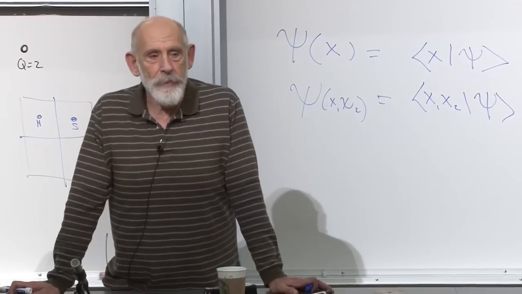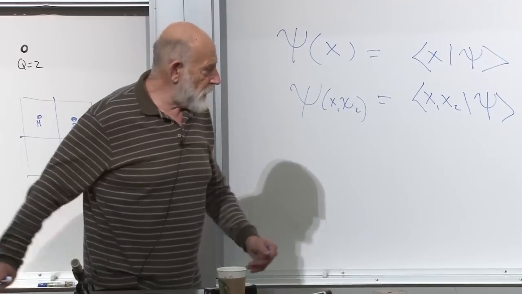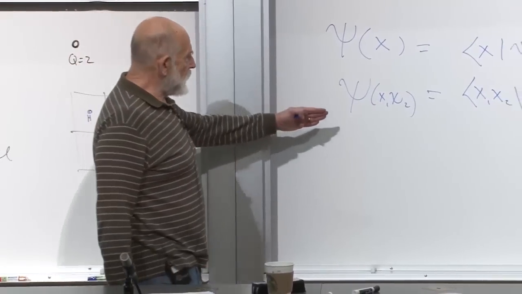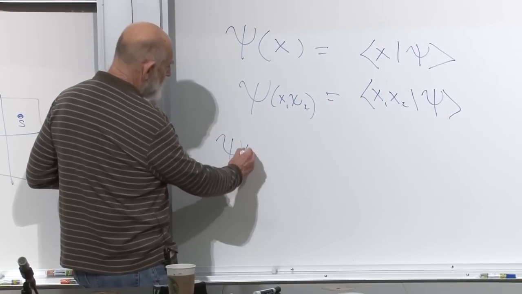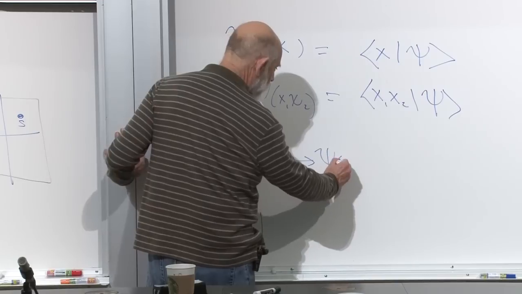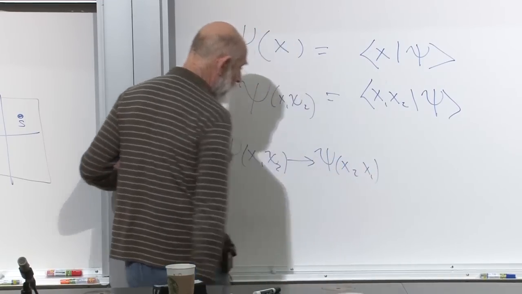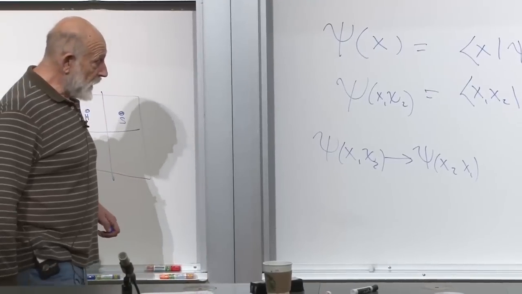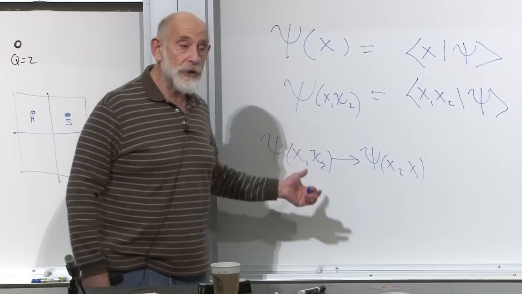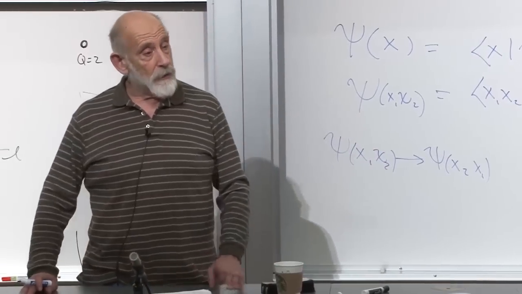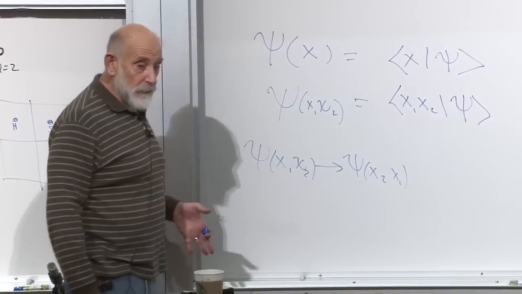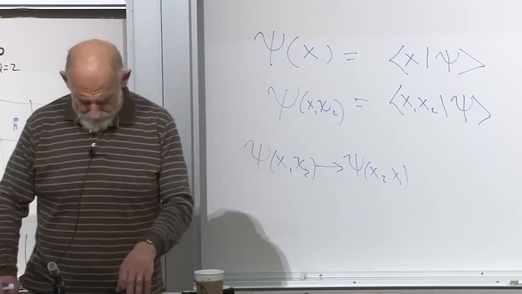Well, that's a transformation that generally will change psi of x1 and x2. It'll change it from psi of x1, x2 to what? To psi of x2 and x1, which is not the same thing in general. A function of 2 variables does not have to be symmetric. It does not have to be such that if you interchange the 2 arguments, you get the same function back. So in general, it's a transformation which swaps the 2 particles.